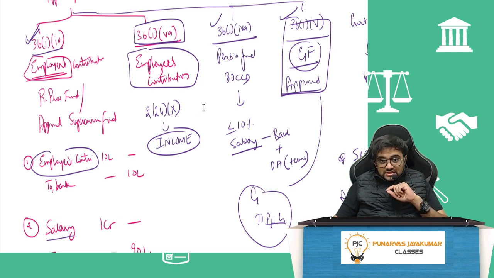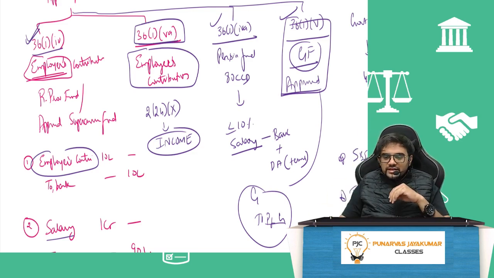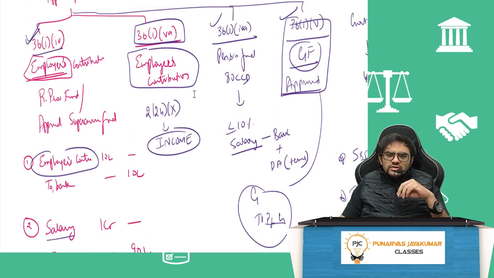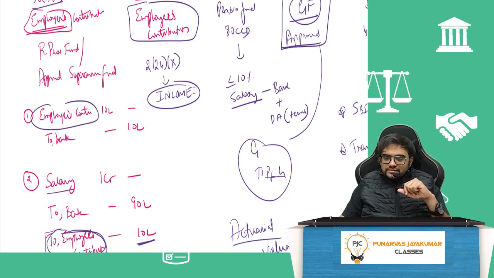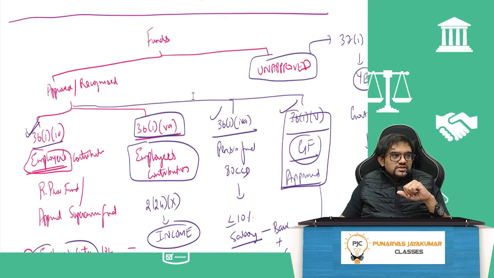3615 says contribution to approved GF. GF means not girlfriend. The only GF CA fellows will know is gratuity fund, right? So 3615 to GF. Then what is the entry? Gratuity account to gratuity payable account to bank. So this based on actuarial valuation, whatever the amount is, it is definitely allowed, my dear friends. This is with respect to approved.